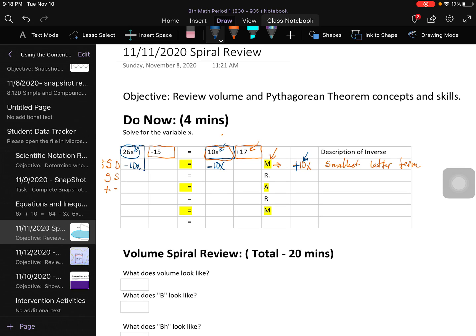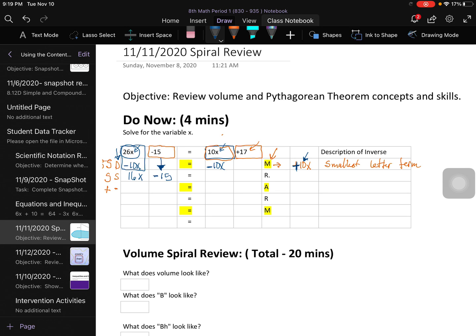Right here we have different signs. So when we have different signs, we subtract. So that's why we get 16x, 26 minus 10, x. What are we going to do? Are we going to add or subtract negative 15? Neither. We are just going to drop it down because there is nothing to add or subtract. So negative 15 comes down.